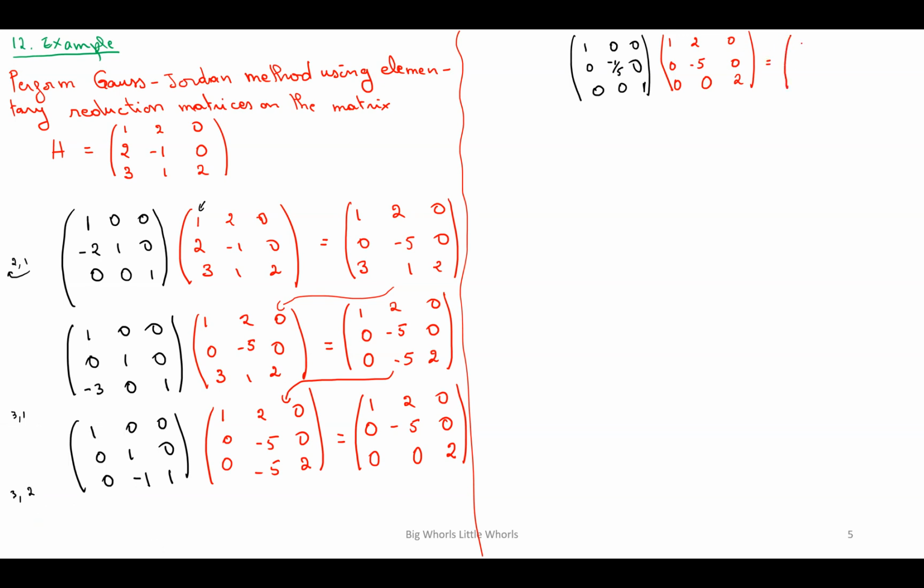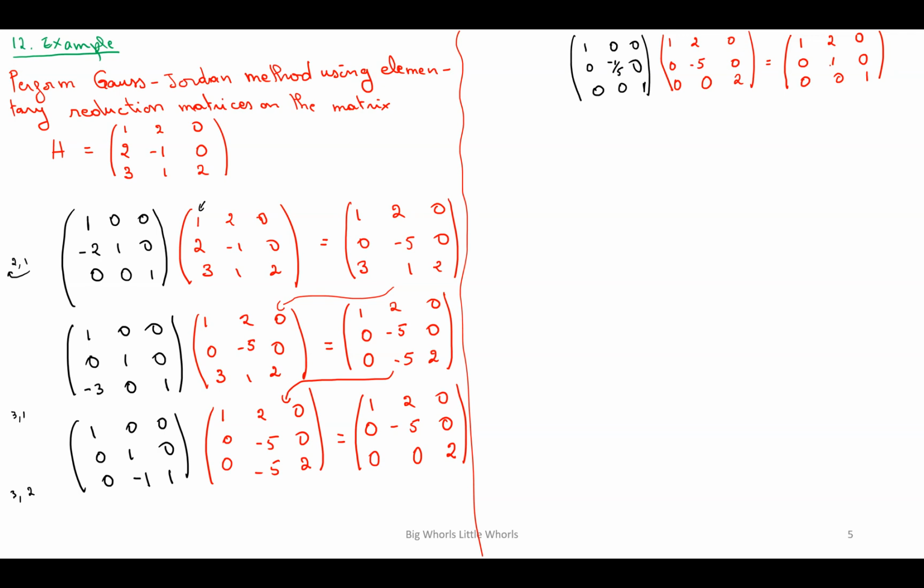The answer is 1, 2, 0, and multiplying row 2 by minus 1 over 5. This is 0, this is 1, this is 0, and we are not doing anything to row 3. Okay, so that's that one done.